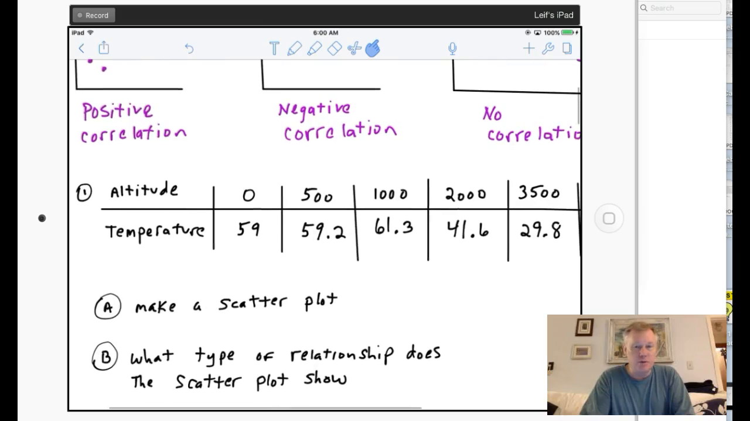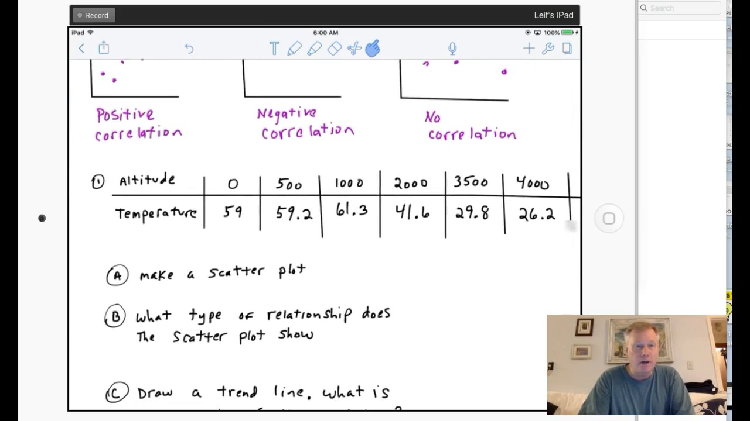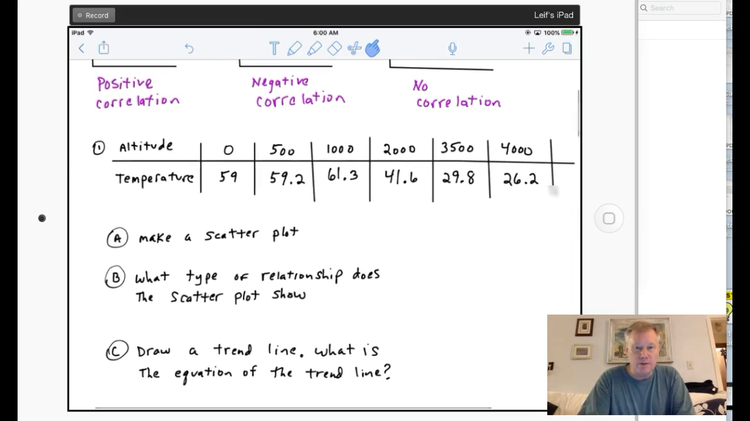I'm only actually doing two problems. The first one I'll show you how to do, and the second one's a you try today. So the problem is this. I got some data up here that has to do with altitude and temperature. And the question says, A, make a scatter plot, and then B is, what type of relationship does the scatter plot show? And then C is, draw a trend line, and what is the equation of the trend line, okay?